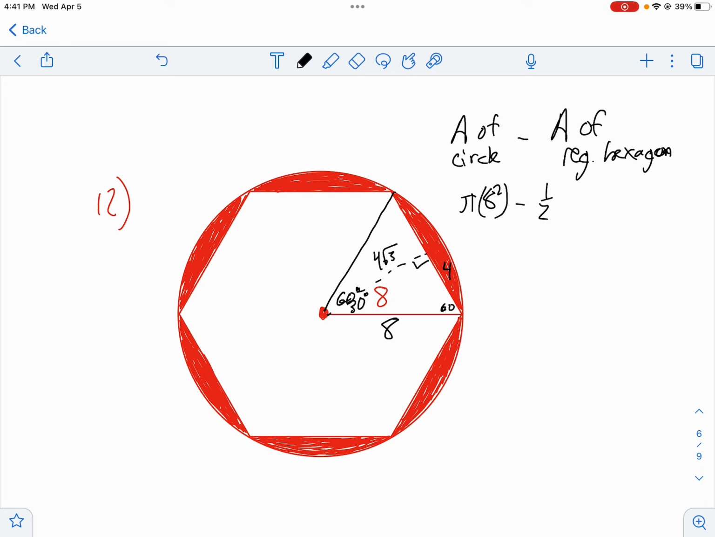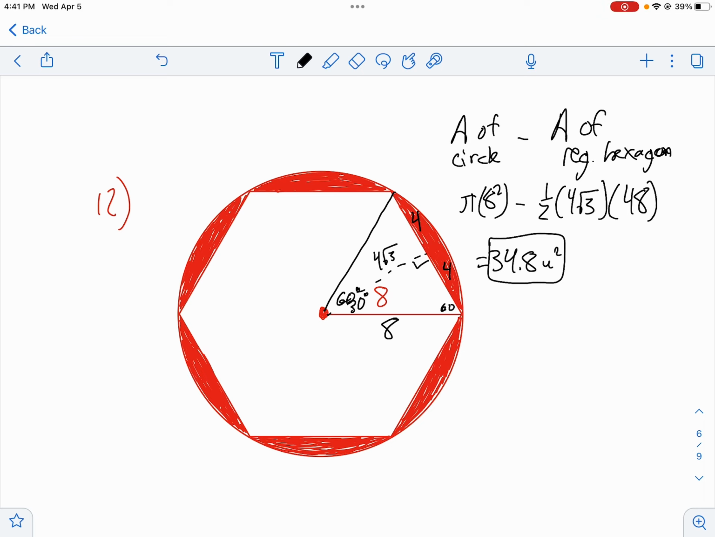So if I'm doing 1/2 AP, I'm doing 1/2 times my apothem, which is 4 root 3, which I just found, times the perimeter, which would be 8 times 6, because each side is 8, since this is 4 and this is 4. So 8 times 6 is 48. So 64 pi minus 1/2 times 4 root 3 times 48. That gives me 34.8. That's the area of the shaded region, units squared. I think that's a really fun one.